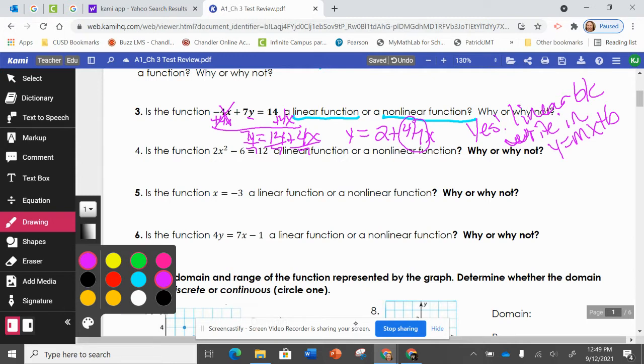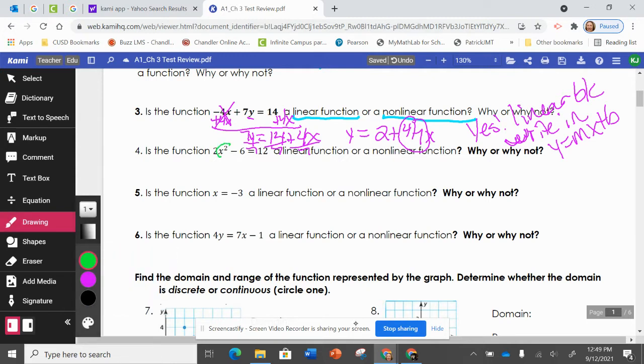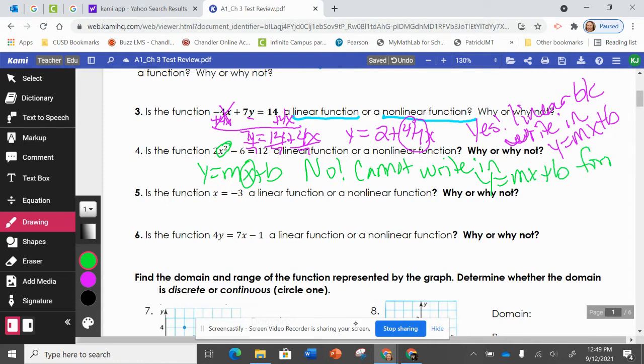For number 4, is this function a linear function? And I'm looking at that x squared saying, okay, y equals mx plus b is x to the first power, that's x squared. So no, we cannot write it in y equals mx plus b form.